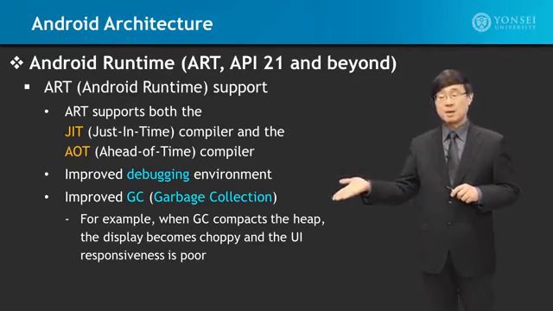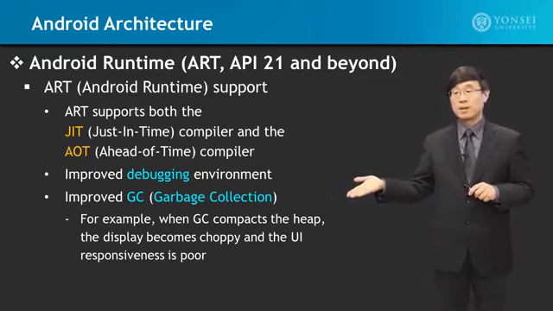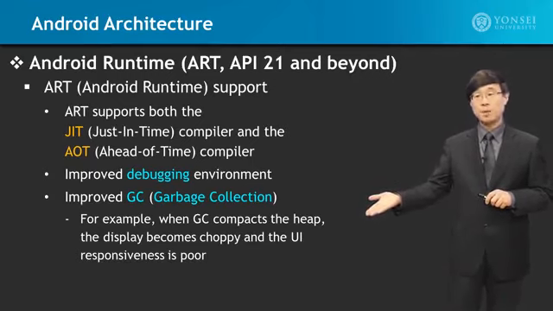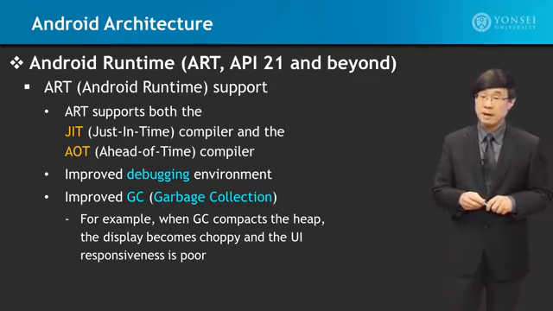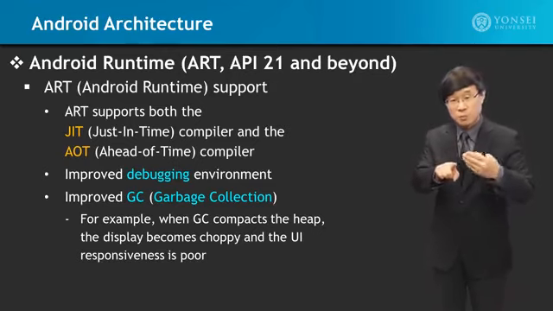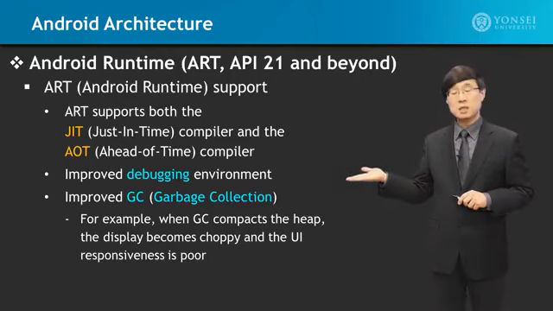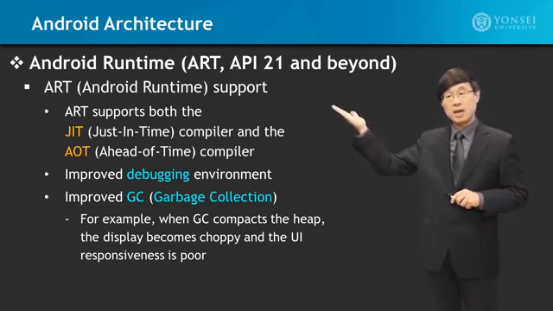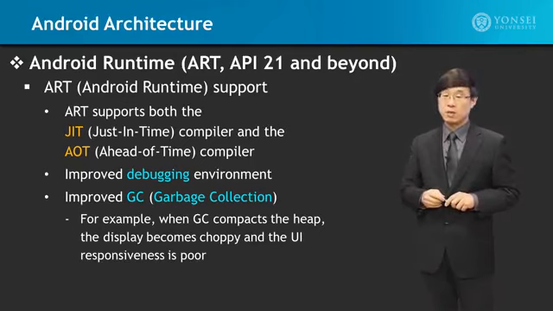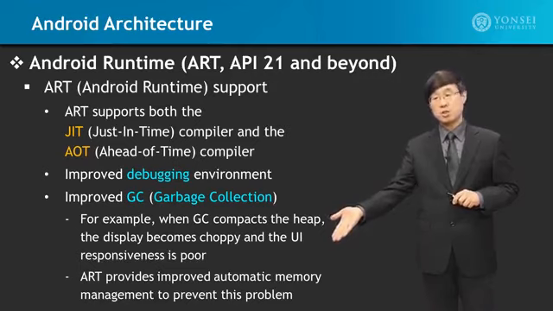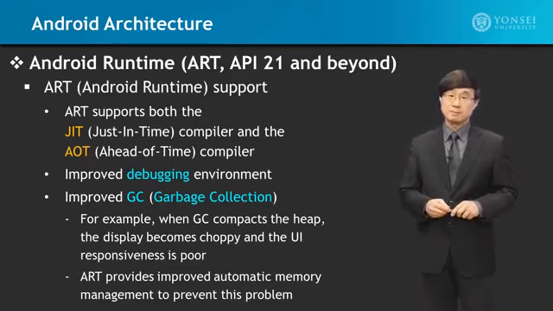When that happens, especially in the heap memory, the garbage collection will compact the heap memory parts for those components. Then what will happen is that the display will become choppy and the user interface response time, the interactive response time, talking about when you touch the screen until the response comes out, this will become slower. So therefore, you need some improvements. And that's what the Android runtime does. It improves garbage collection features. ART provides improved automatic memory management to prevent these type of problems. Pretty cool, isn't it?